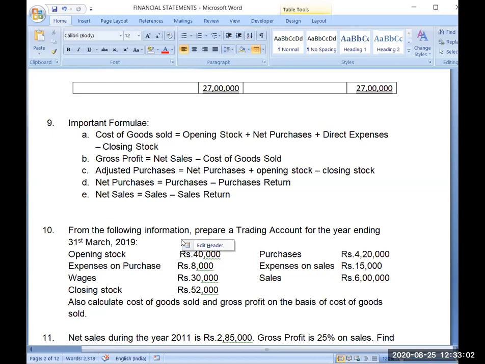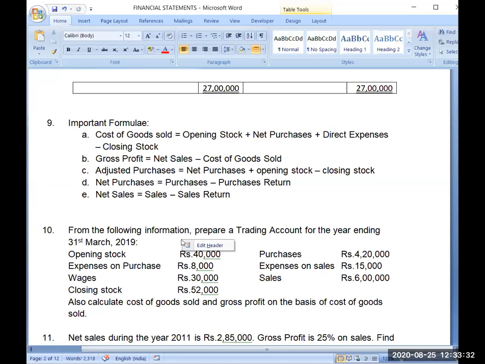Now first thing is, what is cost of goods sold? Cost of goods sold means the cost of the goods which you have sold. Suppose I have sold one book at rupees 500. It doesn't mean that I have also purchased that book at rupees 500. Probably I would have purchased it at rupees 400 or 450. Means my cost will be different from my selling price. That you can understand.